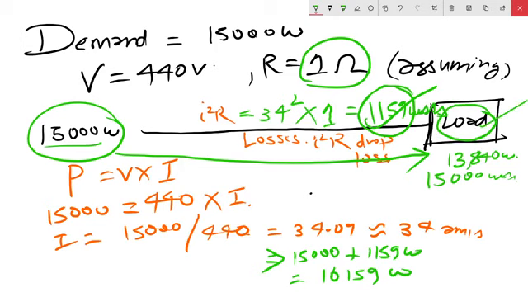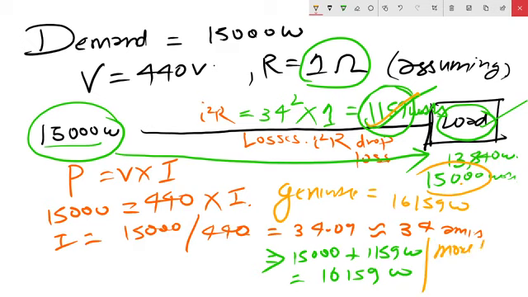It will run efficiently. So what is the conclusion? We have to generate this much more power, so that finally it will reach 15,000 here. So we will generate 16,159 watts. So in the options you are having more than 16 kilowatt. If you convert, this will come to 16.159 kilowatt.